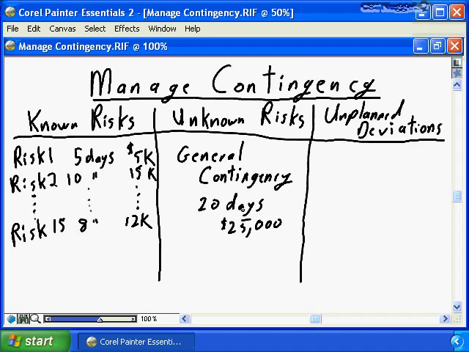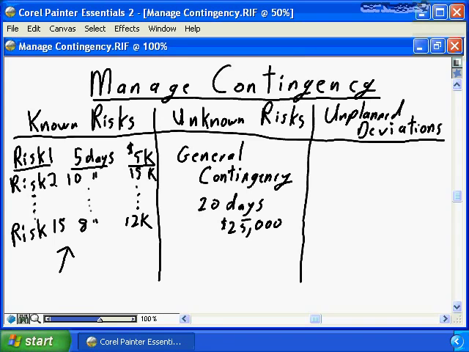Let's deal with managing the contingency 1 column at a time. So first we have the known risks. Risk number 1 has a contingency of 5 days and $5,000. It's critical as a project manager that you reserve those 5 days, that $5,000, specifically related to that risk event. If that risk event is going to occur in month 3 of your project, that 5-day contingency, that $5,000 of funding needs to be reserved, needs to be untouched until month 3 for the project, and the risk either materializes or the risk disappears.